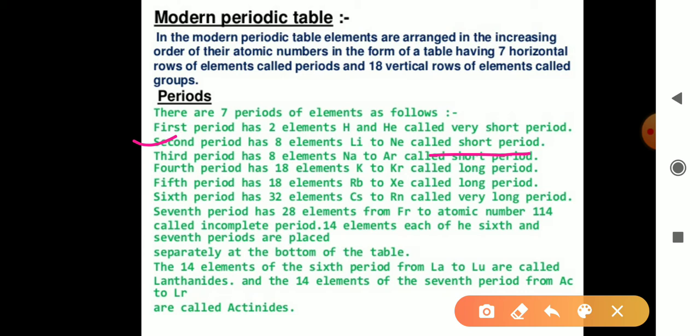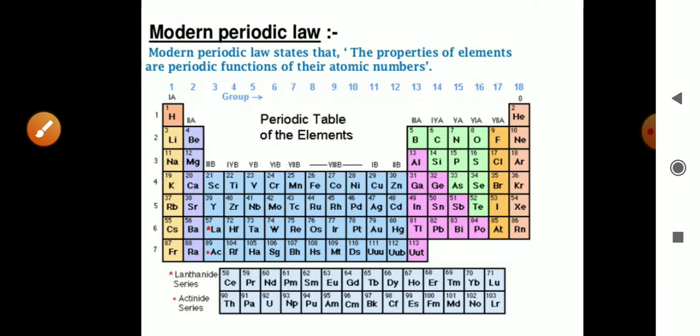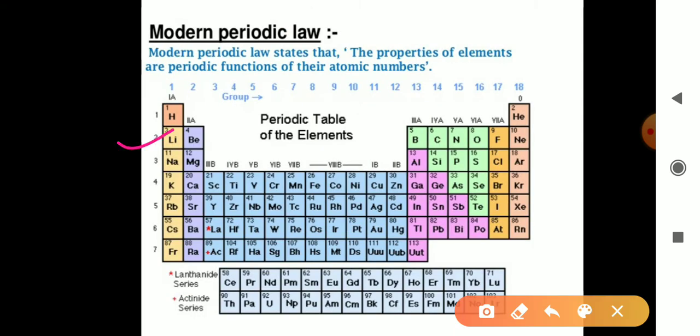The second period contains a total of 8 elements. We can see here the second period's total elements are 8: lithium, beryllium, and here boron, carbon, nitrogen, oxygen, fluorine, and neon. So this 6 and this 2. So in the second period the total number of elements is 8.